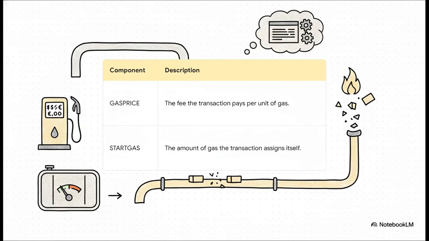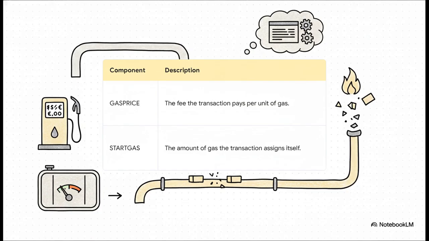First is the gas price. This is how much you're willing to pay for each little unit of gas, kind of like the price per gallon for your car. Then there's the start gas, which is now usually called the gas limit. That's the maximum amount of gas you're willing to buy for this whole transaction. It's like saying, I'll pay this much per gallon, but I'm not buying more than 10 gallons for this trip.